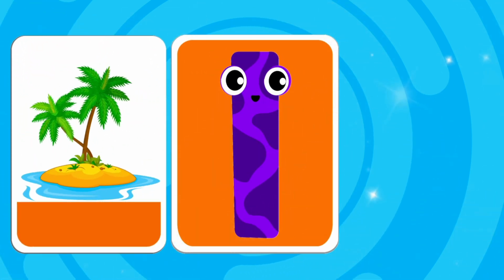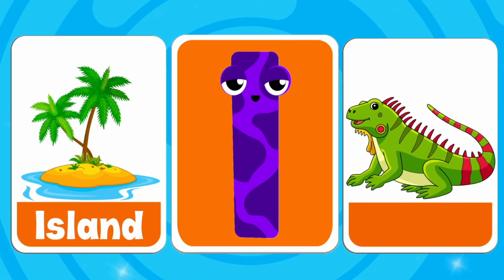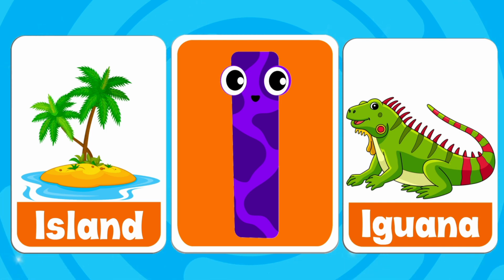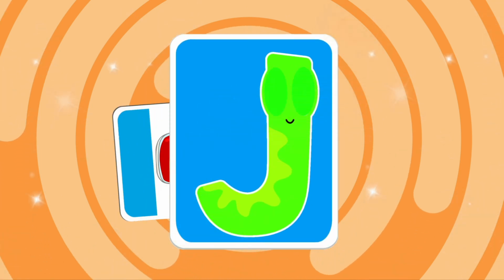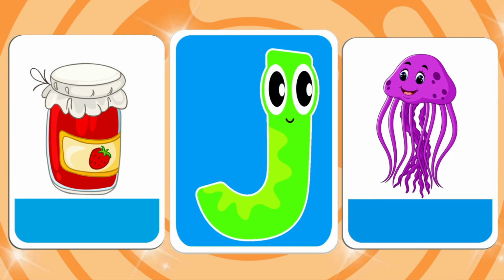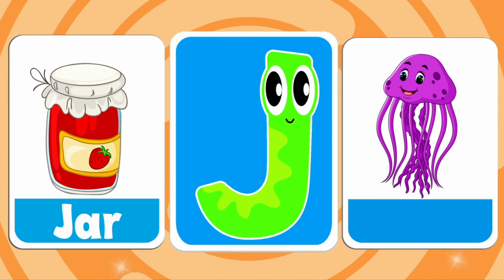I for island. I for iguana. I, I. Island. Iguana. J. J for jaw. J for jellyfish. J, j. Jaw.